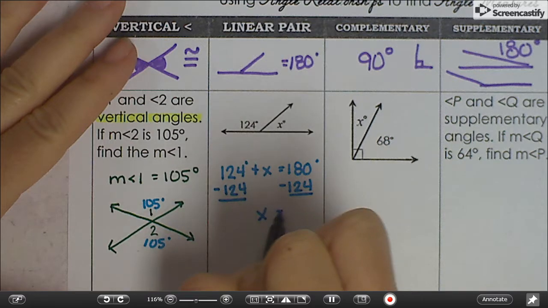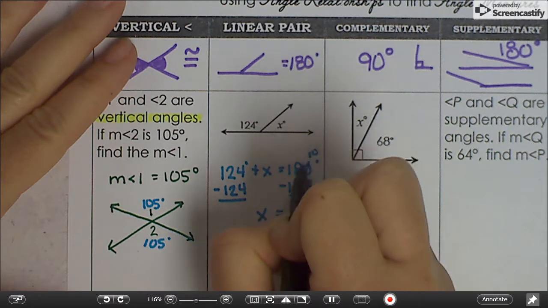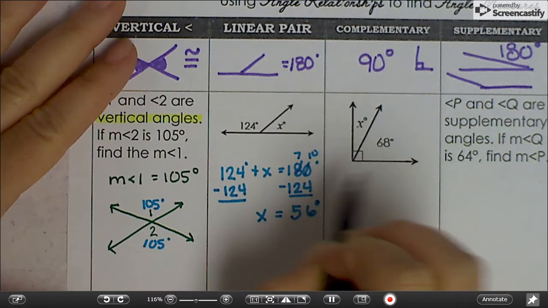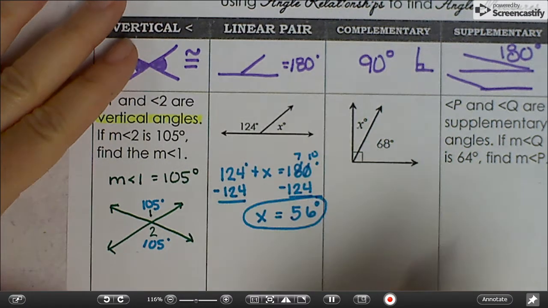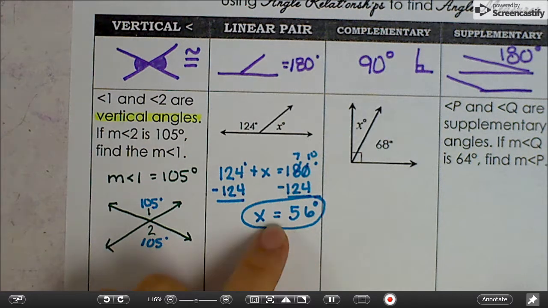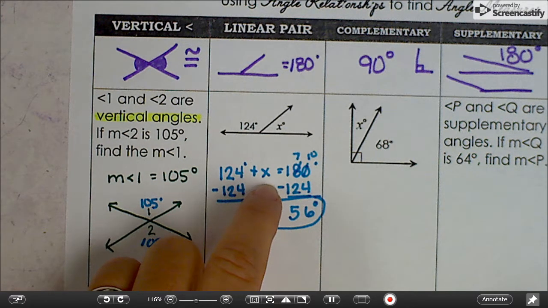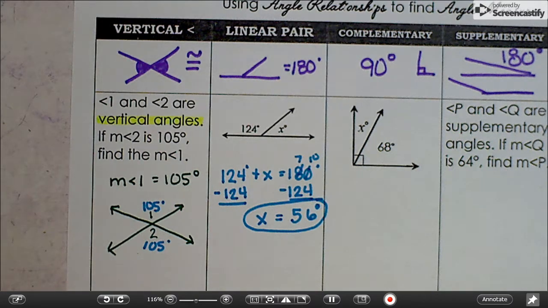So x equals 56 degrees. And if you want to check it, you would plug the x in to the equation, and 124 plus 56 would equal 180.